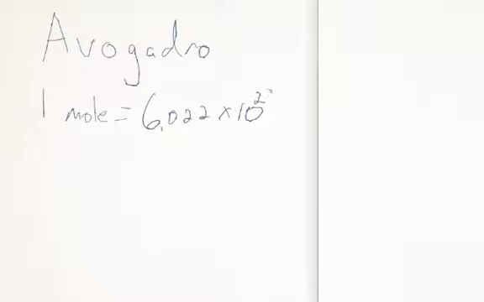Avogadro was a famous scientist who looked at gases mainly, but he was able to come up with Avogadro's number, which he said that 1 mole of anything, it didn't matter what thing it was, it could be oxygen, hydrogen, whatever, is equal to 6.022 times 10 to the 23rd of something. Now, before you freak out, just remember, you already know stuff like this.